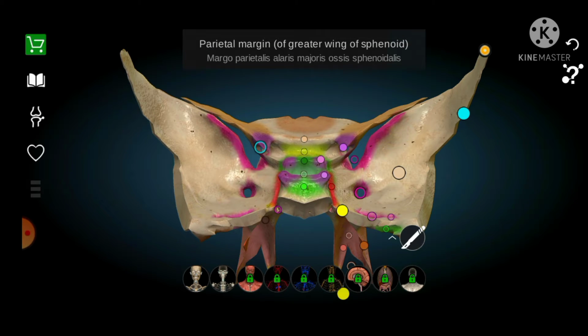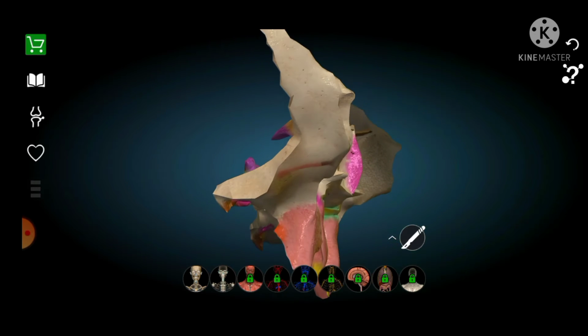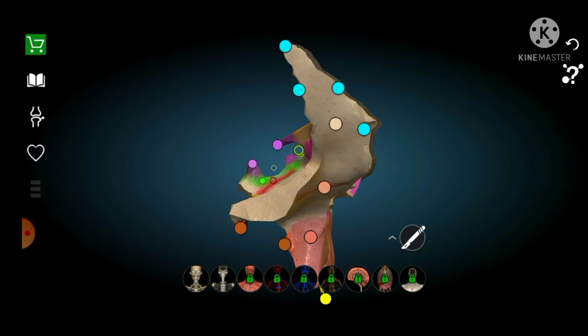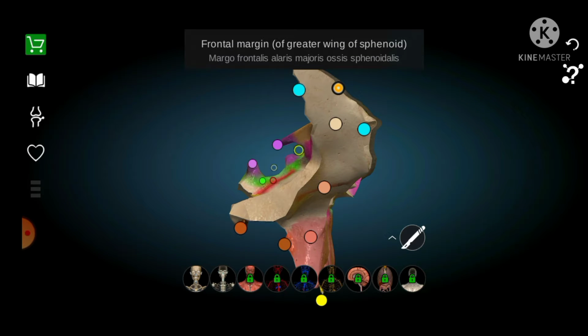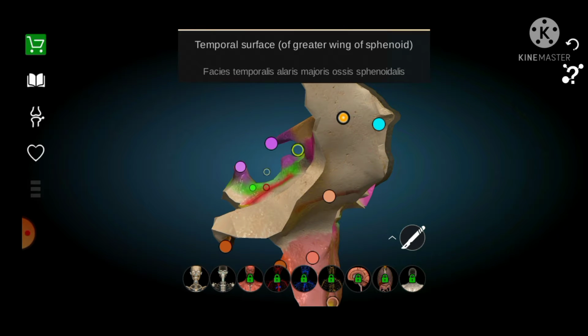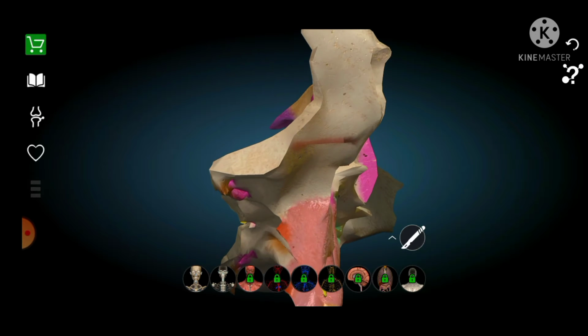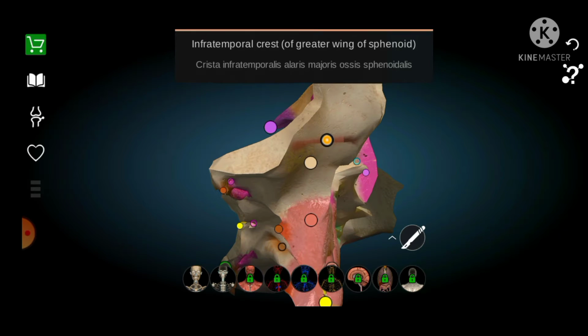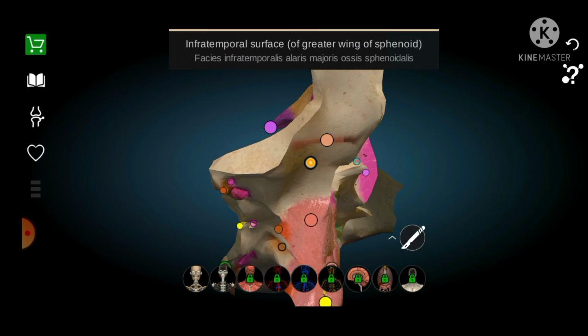This is the parietal margin of greater wing of sphenoid. This is the frontal margin of greater wing of sphenoid. This is the squamosal margin of greater wing of sphenoid. This is the zygomatic margin of greater wing of sphenoid. This is the temporal surface of greater wing of sphenoid. This is the infratemporal crest of greater wing of sphenoid. This is the infratemporal surface of greater wing of sphenoid.